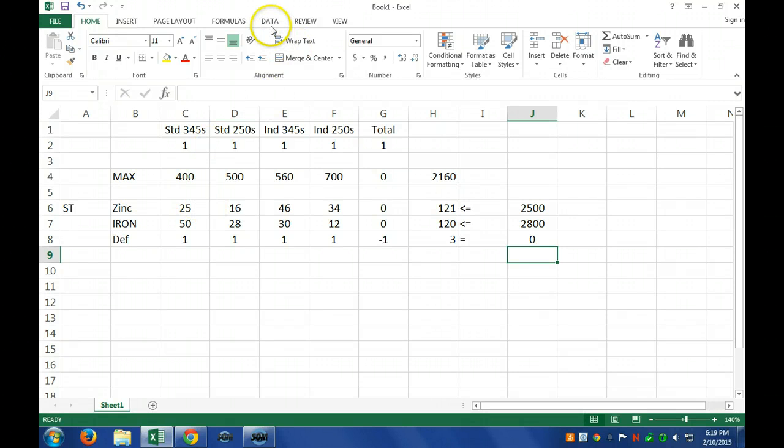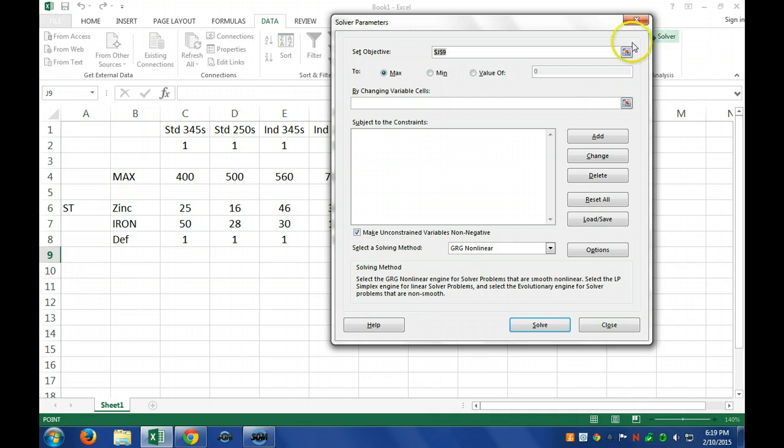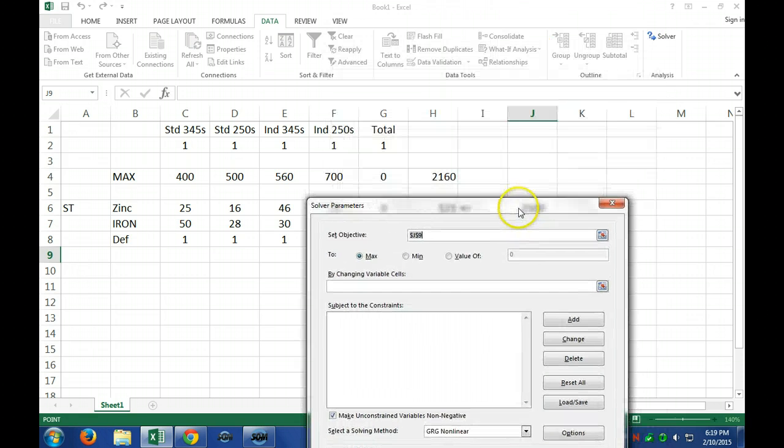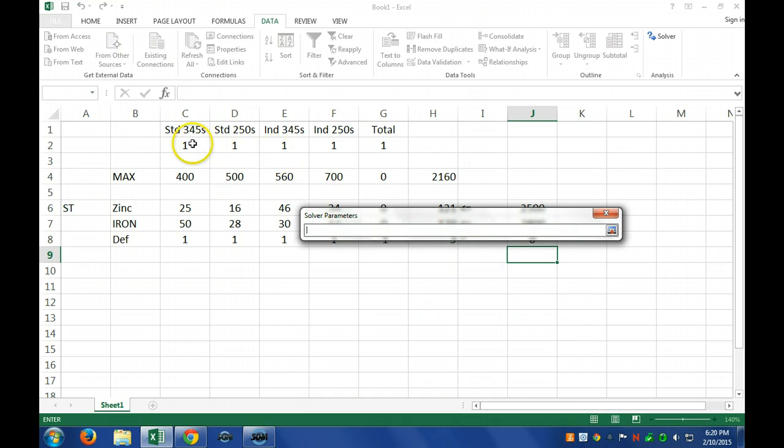So I'm going to go up to data. I'm going to invoke solver. And we're going to say my objective function, the one thing that I'm maximizing is H4 in my case. That's where the profit lives. I'm going to tell it about all my decision variables, including that summation variable, including the G, right? All those things are decision variables. So I have to include that.